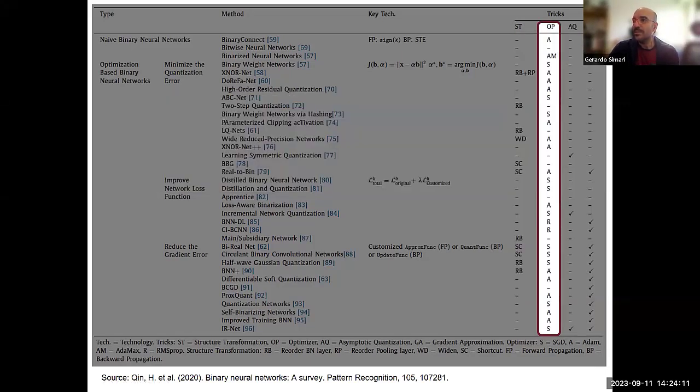So for optimization, this is essentially the same thing that goes on in deep learning in general, where you have the different possible optimizers. A is for Adam, one of the most well-known ones. AdaMax, AMSGrad, and RMSProp are the most well-known, and you can see that there's been a lot of research in how these things combine with the other tricks.